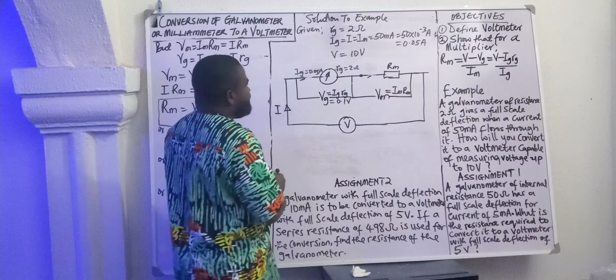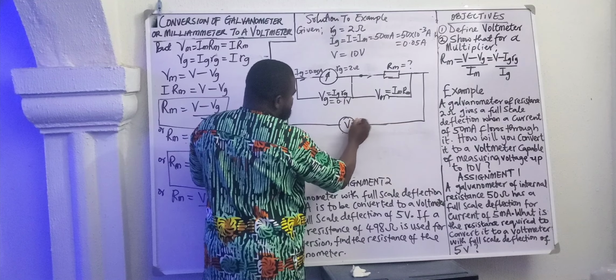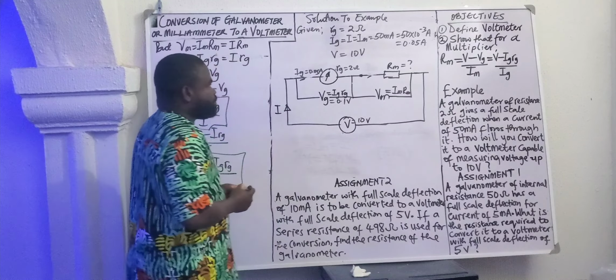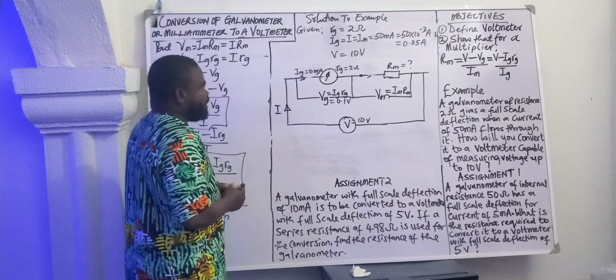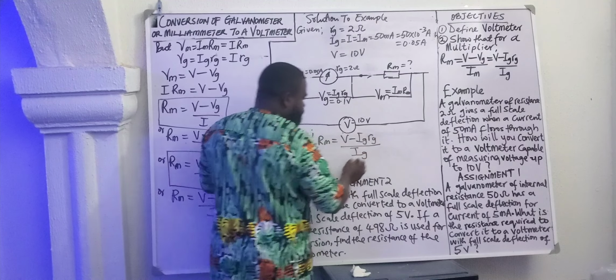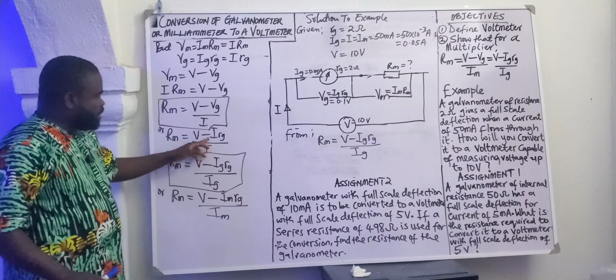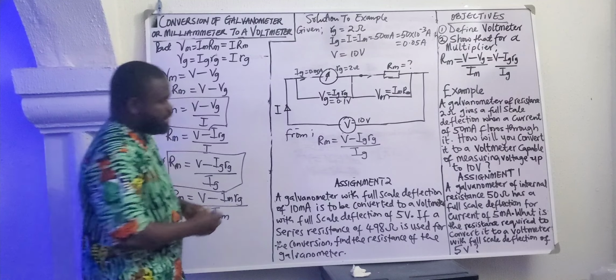Now, how do we get ROM, which is what we need to get? This V now is 10 volt. Now, we use any of the formulas. I can use any of the formulas. Let me quote this one. So we are looking for ROM. So I say ROM equals V minus IG ROG divided by IG. So I have decided to solve using IG. I could have used any one that I choose.